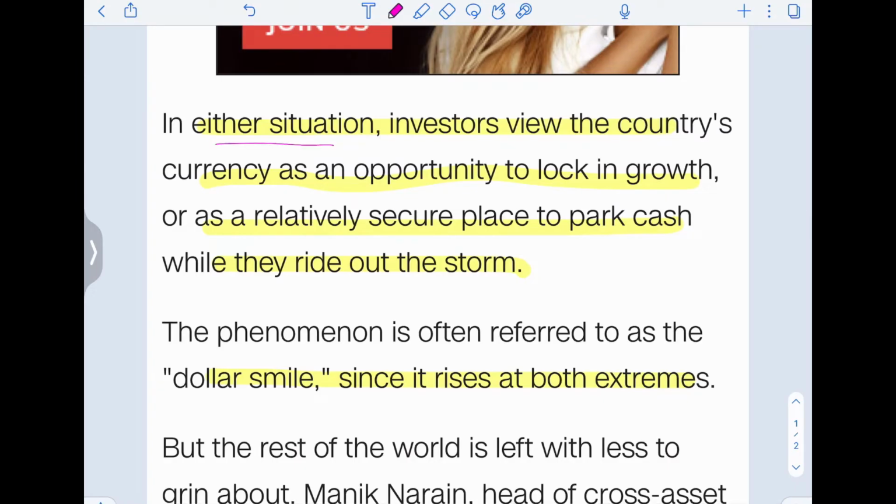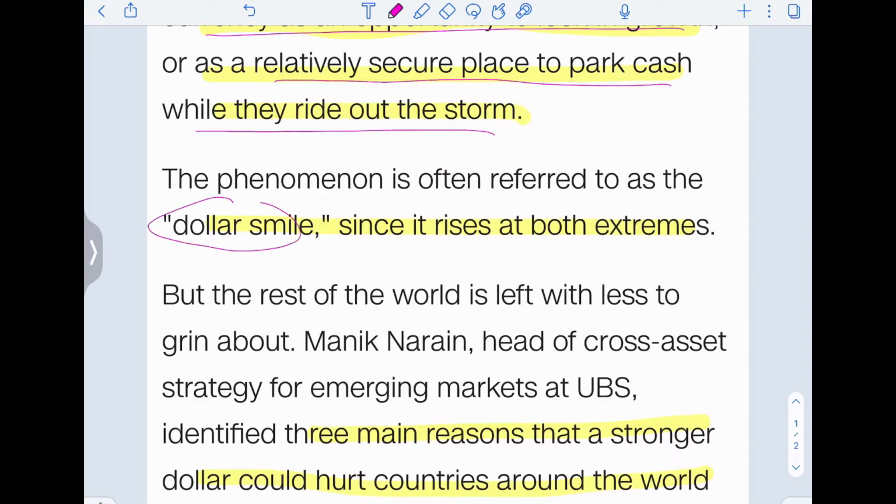Investors in either situation view the country's currency as an opportunity to lock in growth and a relatively secure place to park cash while they ride out the storm. And this is called the dollar smile since the dollar rises at both extremes.